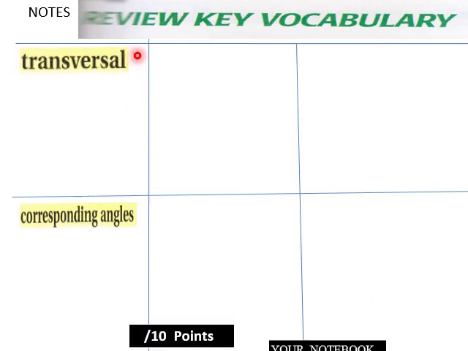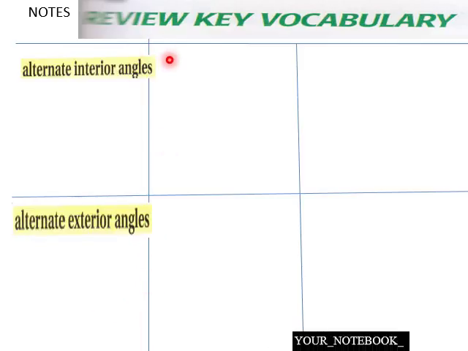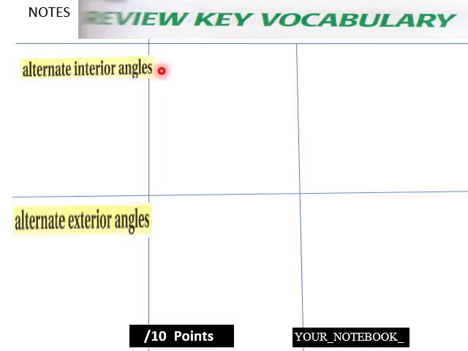And of course you knew this was coming. Here is your vocabulary, students, in your own words. Define transversal and define corresponding angles here. Again, define alternate interiors, and then define alternate exteriors.